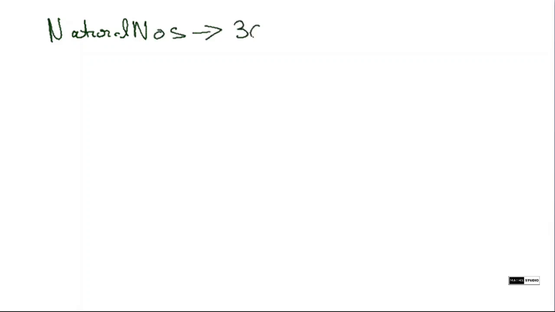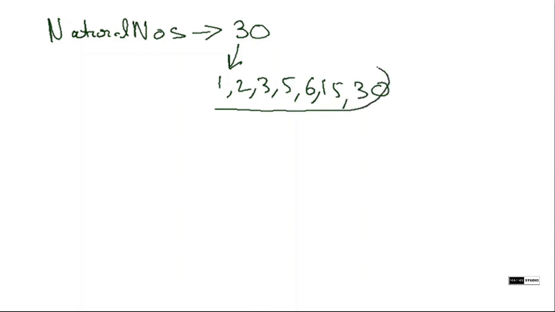For example, 30. What all numbers can exactly divide 30? Let us look at it that way. 1, 2, 3, 5, 6 and 15, as well as 30 itself. So these are the numbers which divide 30. Now out of these numbers, the ones which are prime numbers, which cannot be further divided, are the prime factors of the given number.